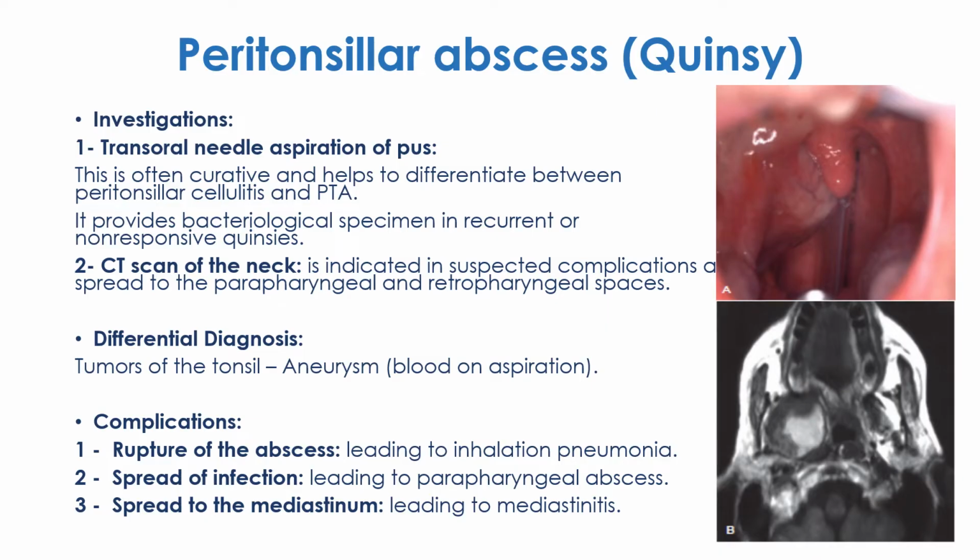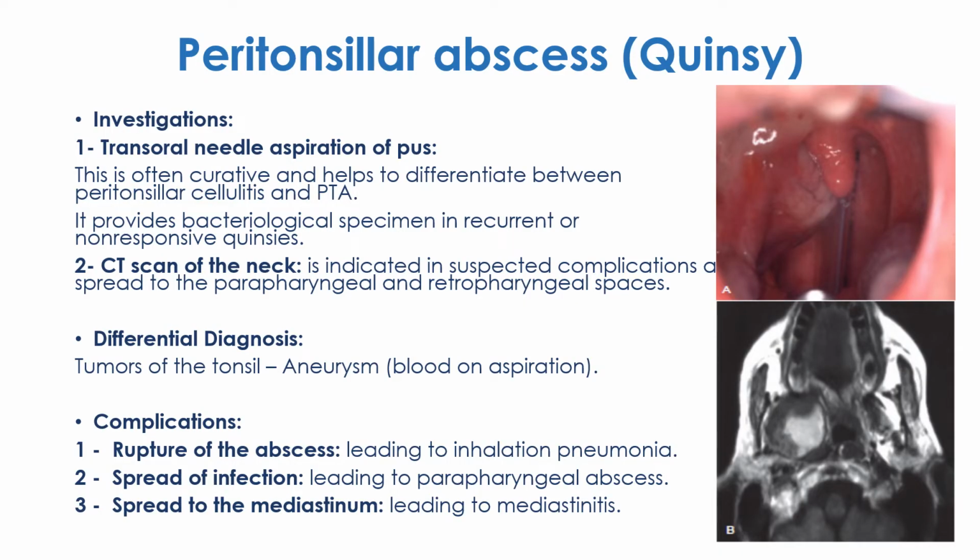There are two main investigations in peritonsillar abscess. First is transoral needle aspiration of the pus, which is often diagnostic and therapeutic as well. It also helps differentiate between peritonsillar cellulitis and peritonsillar abscess. It provides a bacteriological specimen in recurrent and non-responsive quinsies. CT scan of the neck is indicated in suspected complications, and it is also very important in suspected spread to the parapharyngeal and retropharyngeal spaces. Differential diagnosis includes tumors of the tonsil and aneurysms of the internal carotid artery, which might bring blood on aspiration.